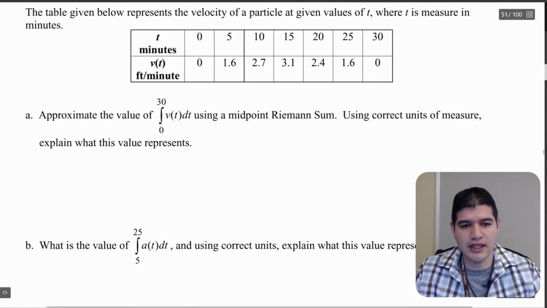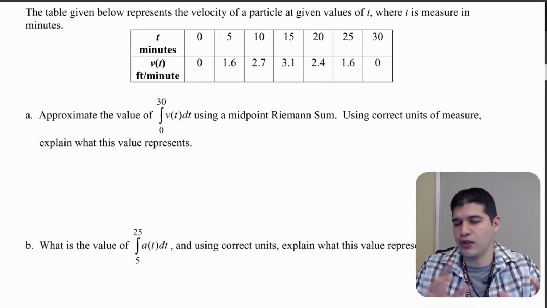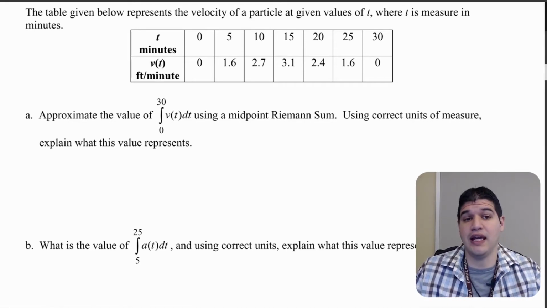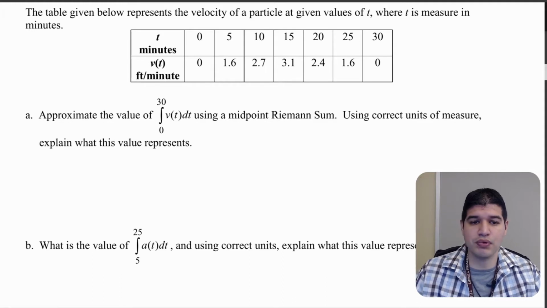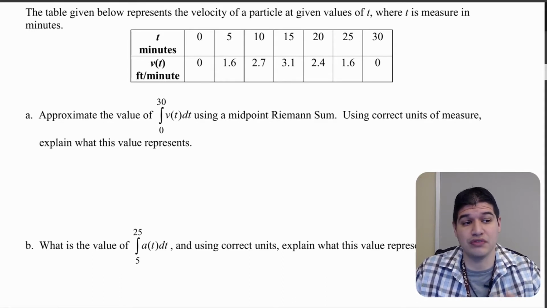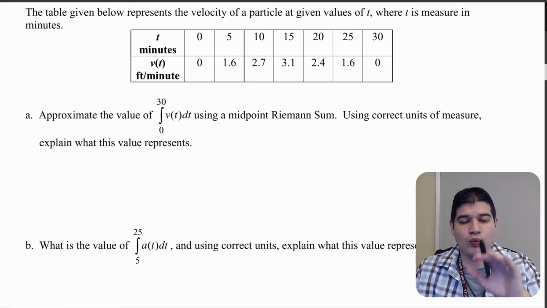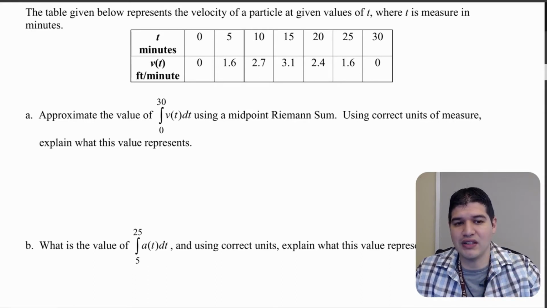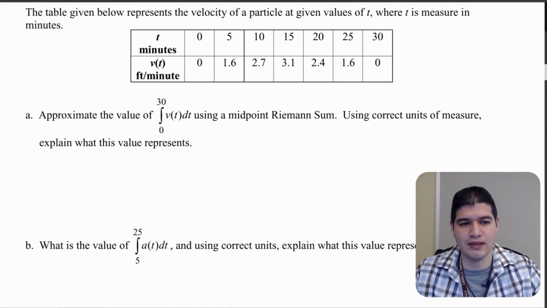So now let's look at an example problem. The table here is given, and in our previous video, we were just going over a table question. We want to approximate the integral from 0 to 30 of v of t dt using a midpoint Riemann sum. We want to say what the units of measure are and what this value represents. So let's get this midpoint sum down.